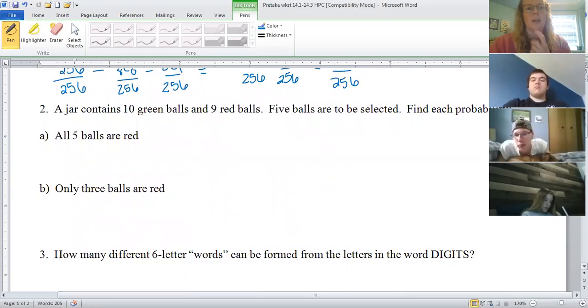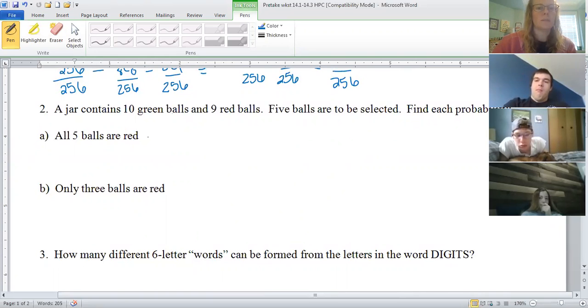Here again, we've got a jar with different colored balls in it, because I know you all have these sitting at home. Yes, okay. Maybe let's pretend it's candy. It's peanut M&Ms. So we've got 10 that are green and 9 that are red. We're going to find each of these probabilities. Again, we have to know our total. We've got 19 total, so we have to remember that.